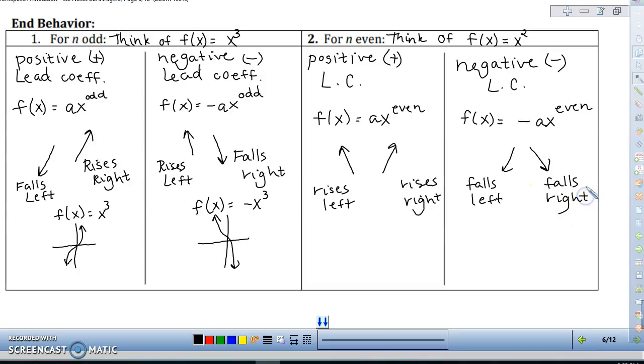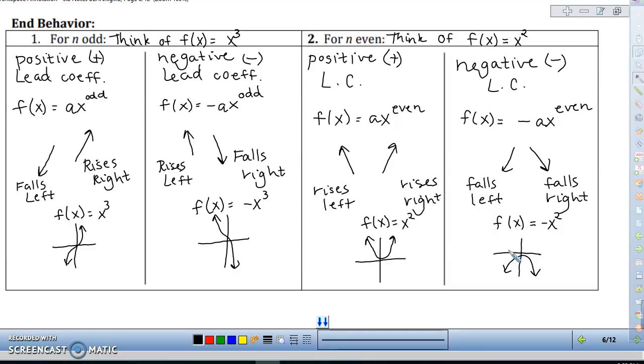And again, our favorite even function, f of x equals x squared. If we do a quick sketch of that, we know what a parabola looks like. Notice that the end behavior is up on both sides, but as soon as I stick a negative out front and make that negative x squared, we are going to reflect that parabola over the x-axis, and you can see that my end behavior is down in both directions.